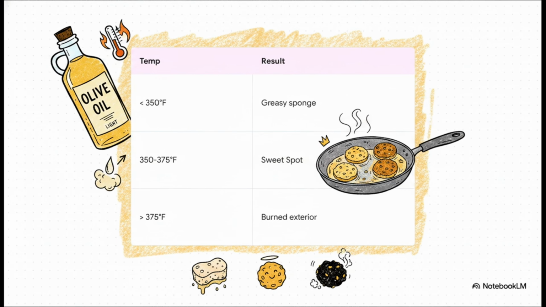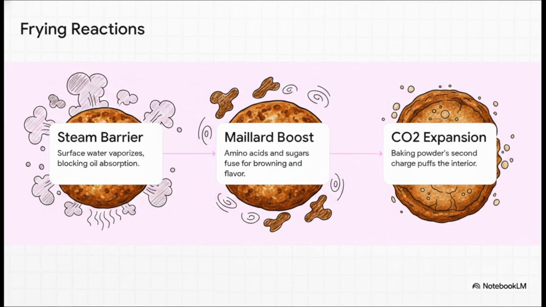Okay, now we reach the frying stage. We're using extra light olive oil because its smoke point is way up around 465 degrees Fahrenheit, which gives us plenty of buffer room. We need our oil precisely in the 350 to 375 degrees zone. If you go below 350, you're basically just steaming the batter in warm oil, which gives you a greasy, oily sponge. Gross. But above 375, the outside is going to carbonize and burn way before the heat even penetrates to cook the center.